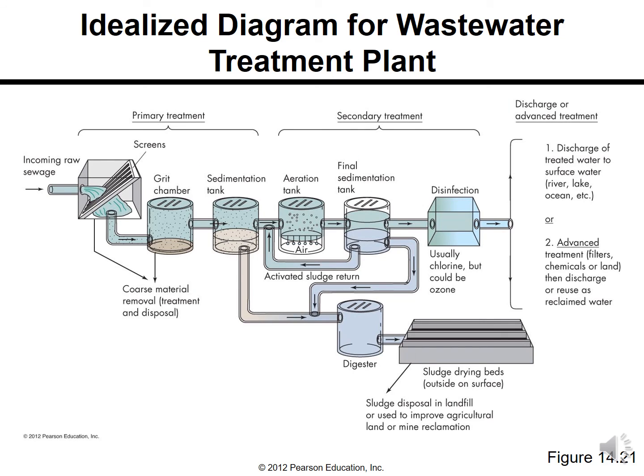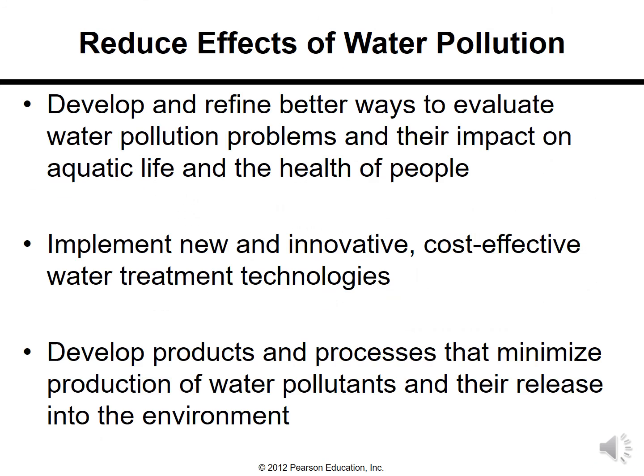And this is an idealized diagram for a wastewater treatment plant. You can see the incoming raw sewage going through all these cylinders, and eventually disinfection and then discharge or advanced treatment. So the discharge of treated water to surface water, or treatment, then discharge or reuse as reclaimed water. So these are different possibilities. So the primary treatment goes to secondary treatment, then you can make the decision about whether you're going to discharge it or go to the next step, that's the advanced treatment.